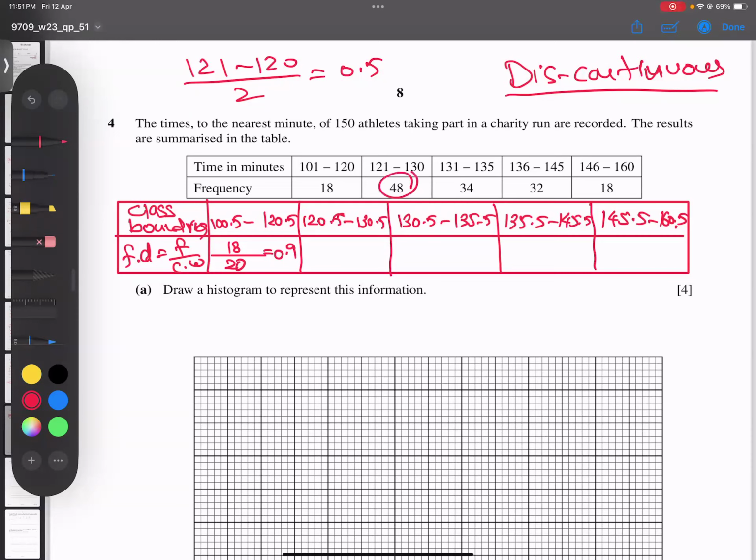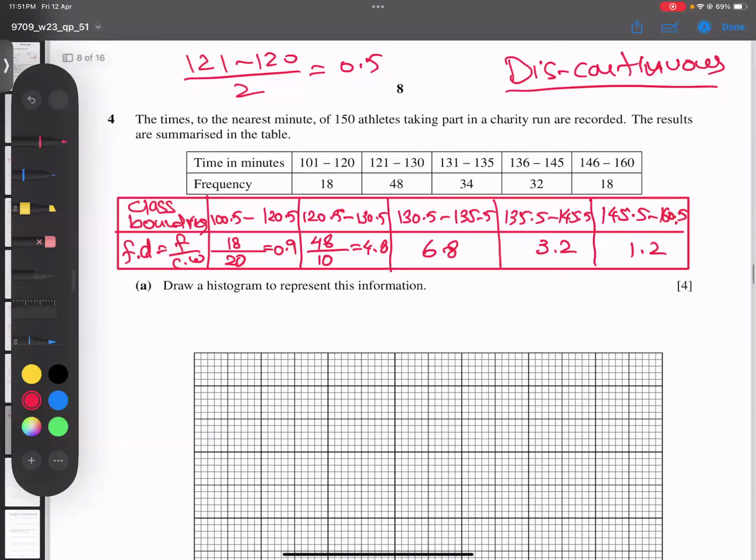So let's go for the second column. 48 is the frequency, and the class width is the difference of these numbers. So 48 divided by, if I subtract these, I get 10. So I get 4.8. I think you got my point. And the same way, 34 divided by the gap of this, so 6.8. Next value is 3.2. And the last one is 18 divided by the gap of these values. I get 1.2. So I believe the frequency densities are very clear to you.